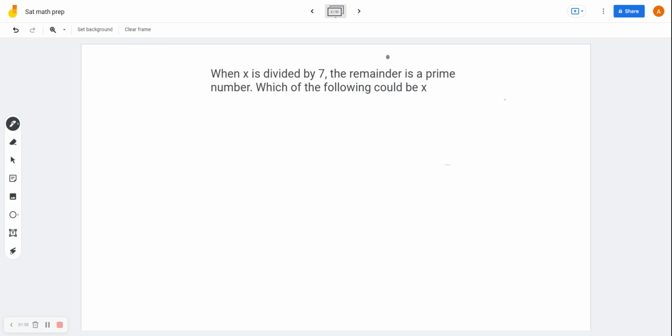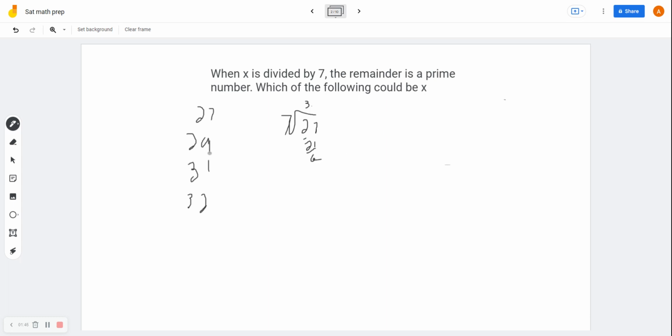When x is divided by 7, the remainder is a prime number. Which of the following could x be? My fault, I didn't put all the numbers here, but the numbers would be 27, 29, 31, and 32. So here, we just have to do some long division. So here we get 3, and then I think this is a remainder of 6. Yep, so that wouldn't work.